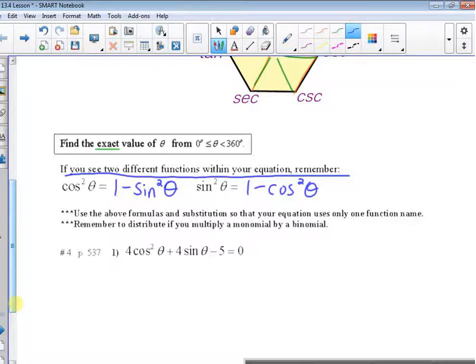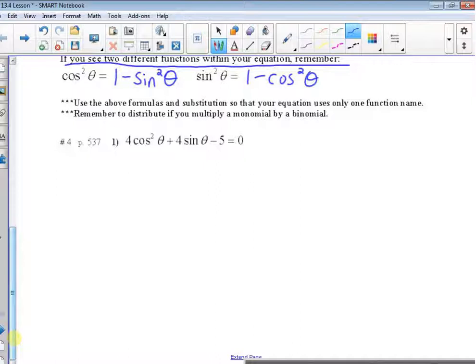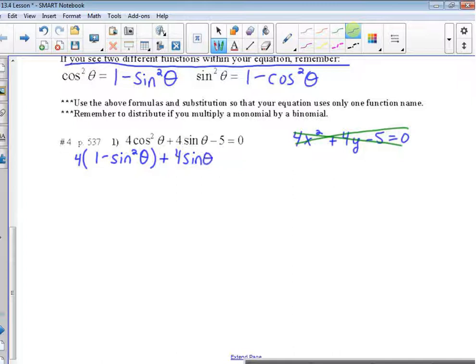So for example, number 1 here. We have a cosine squared in the equation and we have a sine theta. That's a problem. We cannot solve 4x squared plus 4y minus 5 equals 0. That's really what it's saying right now. We can't solve that. Okay, that's a problem. However, if we replace the cosine squared with 1 minus sine squared, we no longer have that problem. So it now is an equation we can solve.